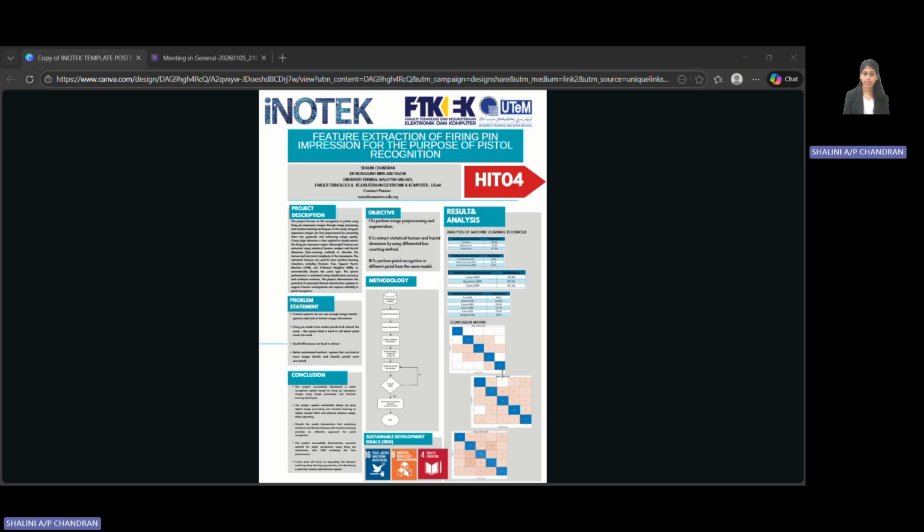Last but not least, among all the tested machine learning models, the support vector machine, which is SVM, is the best performing model. The SVM achieved the highest and most consistent accuracy during validation and testing. Unlike KNN, which showed instability in some cases, and decision tree, which had lower accuracy, the SVM was able to separate the firing pin impression patterns more effectively. So this SVM is the most reliable model for firing pin impression based pistol recognition in this project.